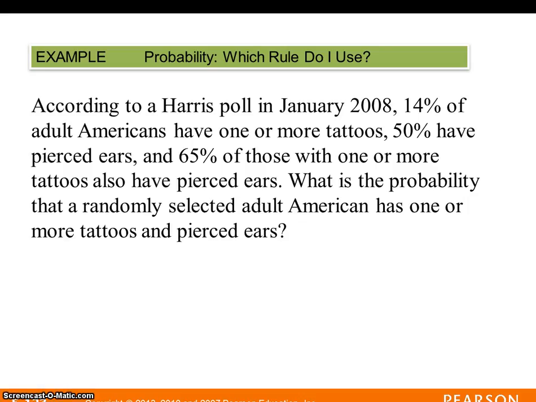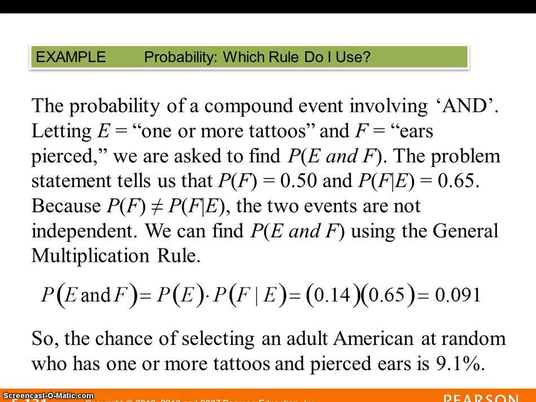According to a Harris poll in January of 2008, 14% of adult Americans have one or more tattoos, 50% have pierced ears, and 65% of those with one or more tattoos also have pierced ears. What is the probability that a randomly selected adult American has one or more tattoos or pierced ears? Right, well, the probability of a compound event, in this case, involves and, so let E be equal to one or more tattoos and F ears pierced. So we're asked to find the probability of E and F, and the problem statement then tells us that the probability of F is 50%.